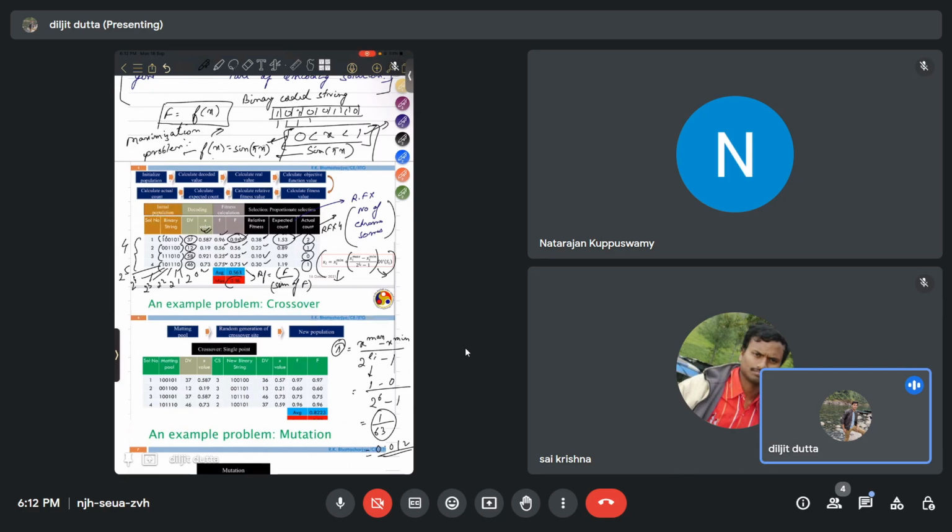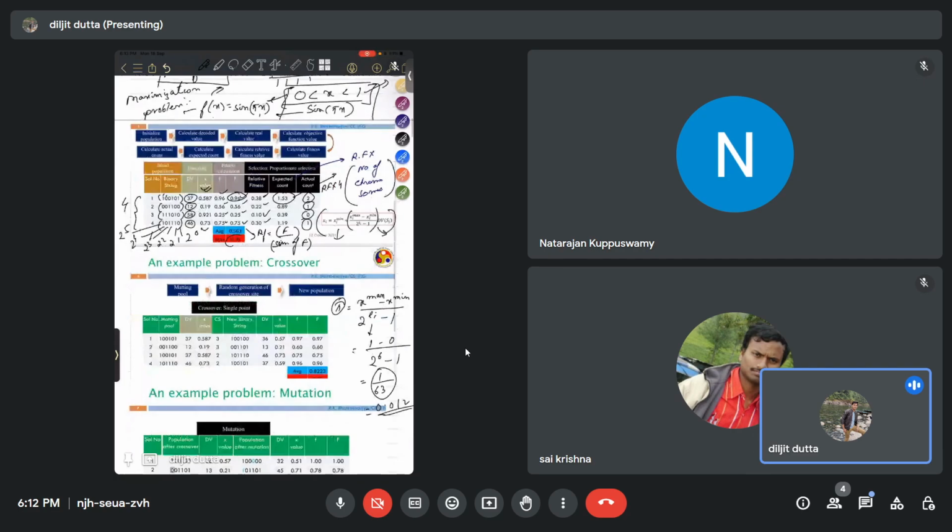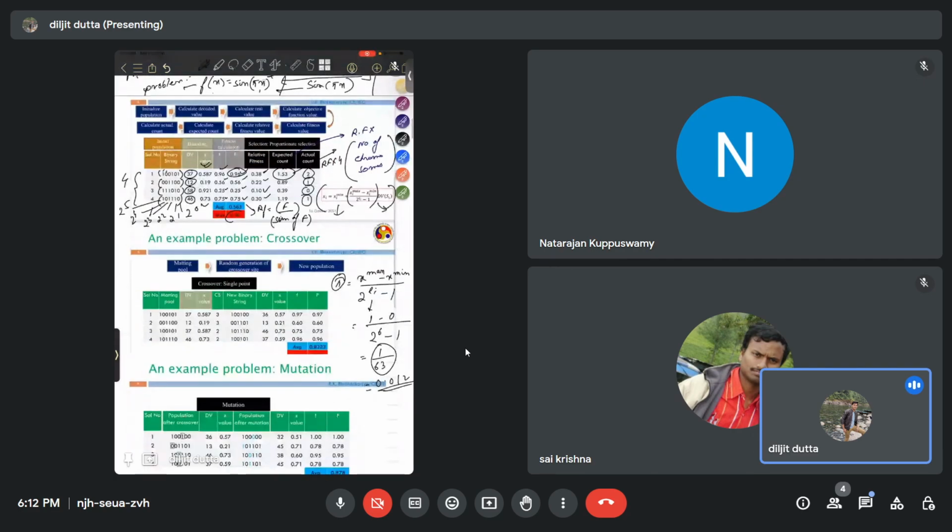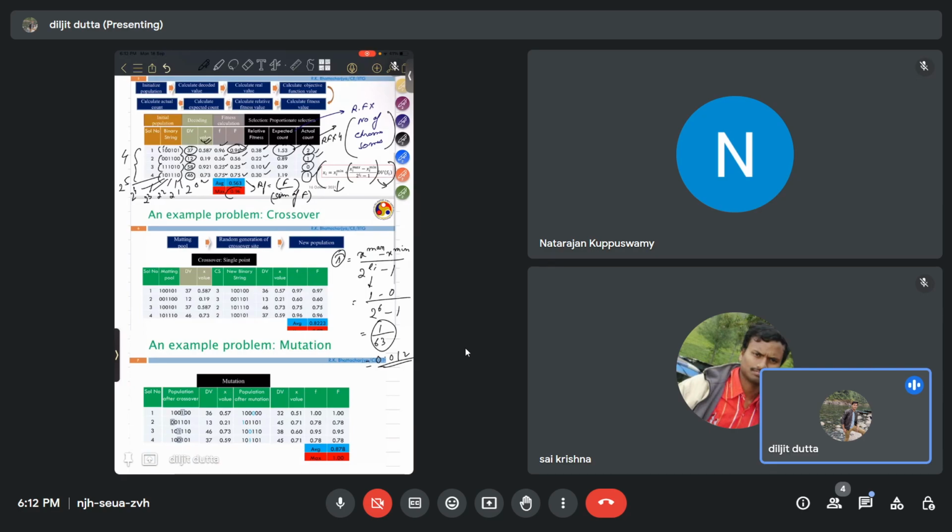So after the first round of selection we get this actual count: 2 solutions of the first, one of the second, and one of the fourth. And there will be no solution of the third one because it is a bad solution. Now we want to do a local search. For that we do a crossover, and from crossover we want to get a new population.